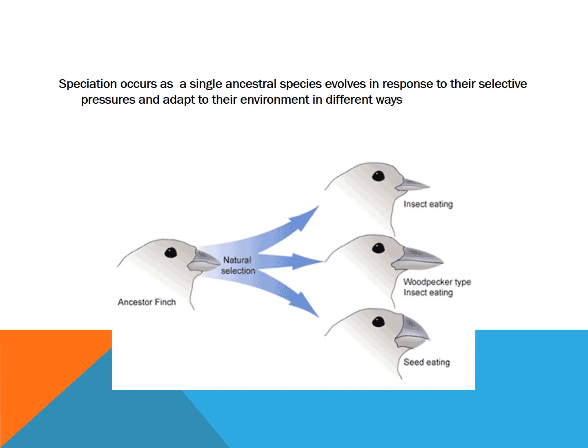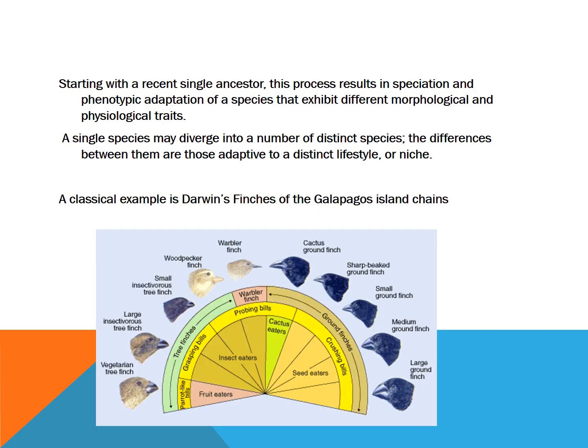With adaptive radiation, speciation occurs as a single ancestral species evolves in response to selective pressures and adapts to its environment in different ways. Starting with a recent single ancestor, this process results in speciation and phenotypic adaptation of species that exhibit different morphological and physiological traits. A single species may diverge into a number of distinct species. The differences between them are those adaptive to a distinct lifestyle or niche.